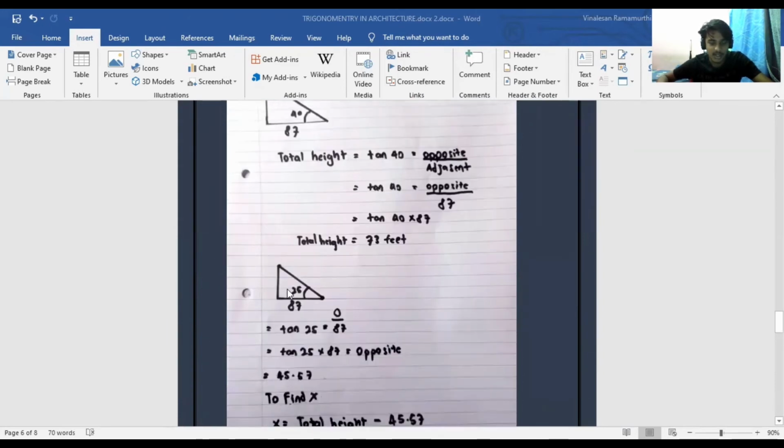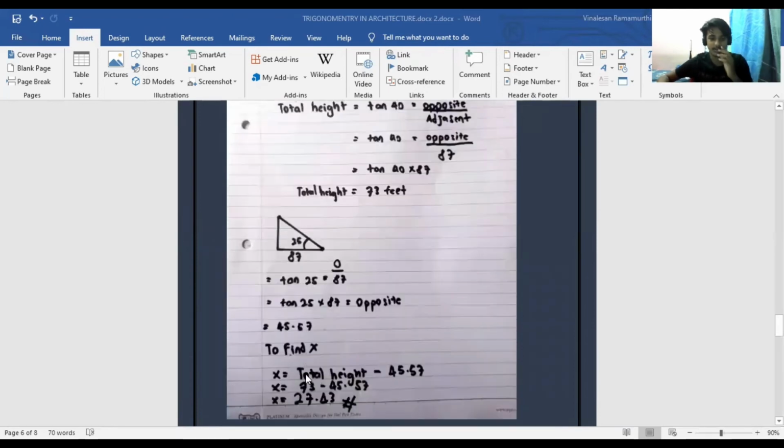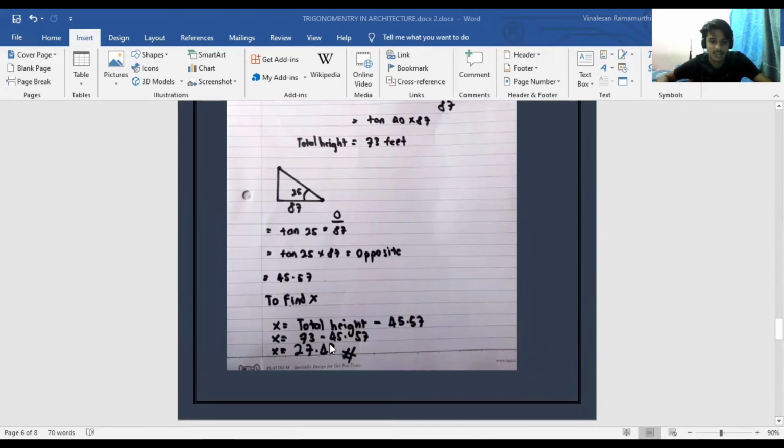In the second triangle, where the angle is 25, using the same formula, tangent equals opposite over adjacent, we find the opposite, which is the height: tangent 25 times the adjacent 87 equals 45.57. To find x, we must subtract the small triangle's height from the total height. So 73 minus 45.57 gives 27.43.